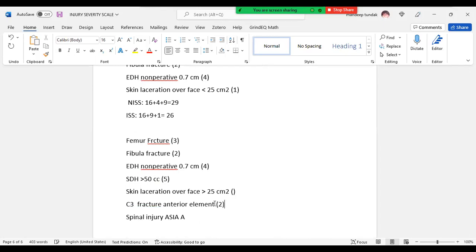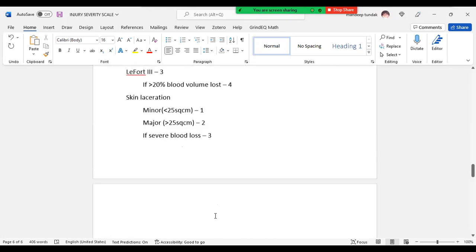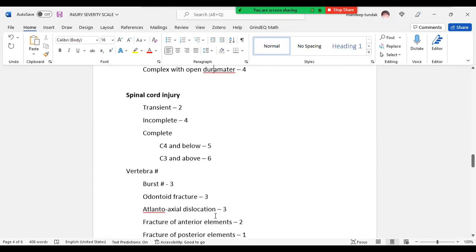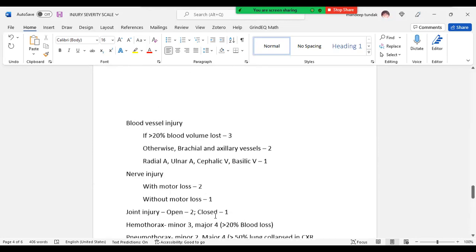And along with the C3 fracture, he has a spinal cord injury at C3 level, because the fracture was there and he has descended. The ASIA classification is 1. Then what is the score for this? What is the score now? C3 spinal ASIA A. Sir, 6. 86. Okay.